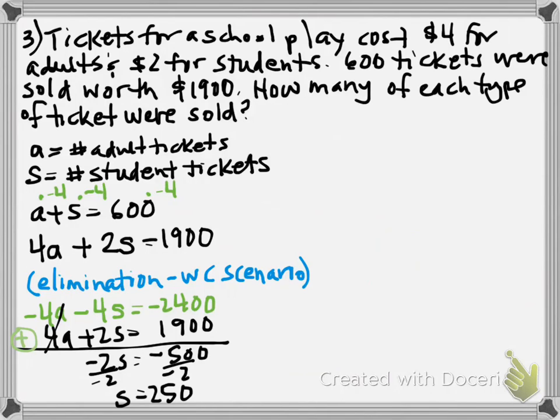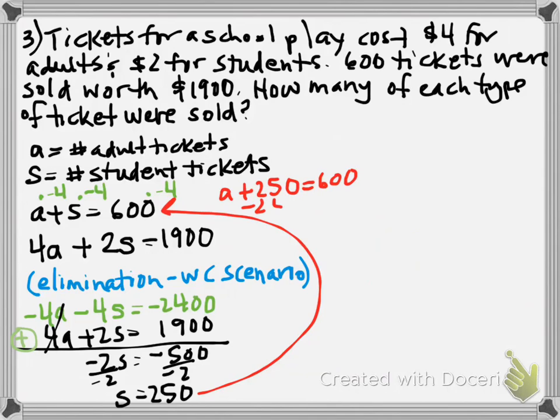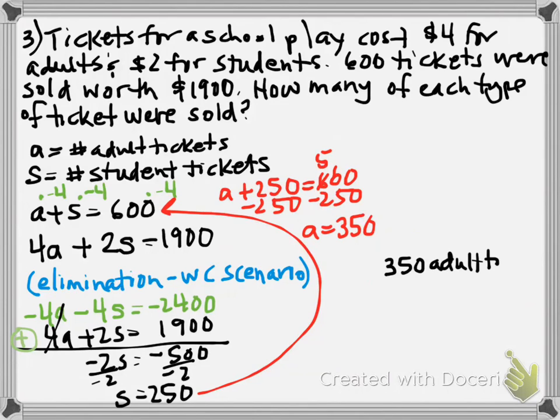So I'm pretty glad that that switched. I was getting a little nervous there. All right, let's figure out how many adult tickets. Easiest place is to go here. We have the number of adult tickets plus the number of student tickets, 250, equals 600 tickets. Subtract 250 from both sides, and we get 350 adult tickets. So right now, looks like my answer would be 350 adult tickets, 250 student tickets.